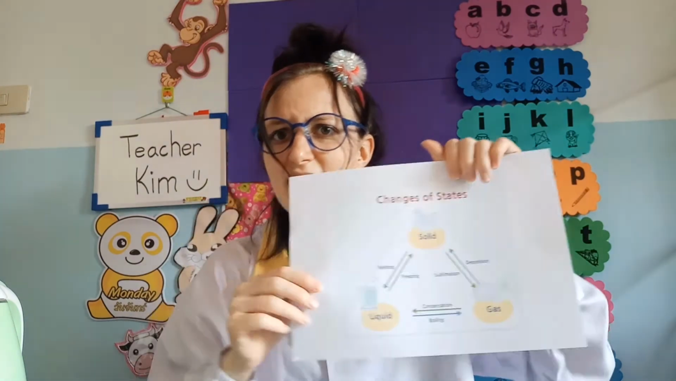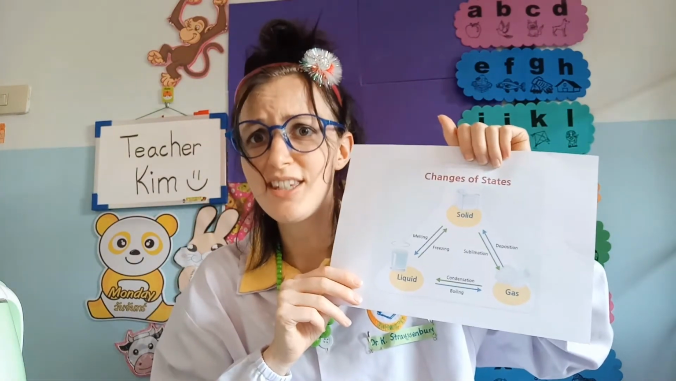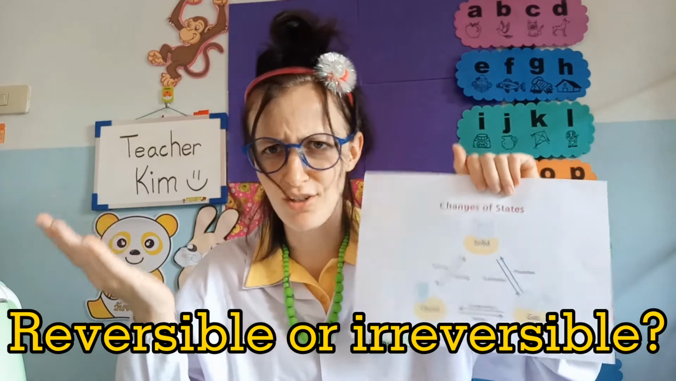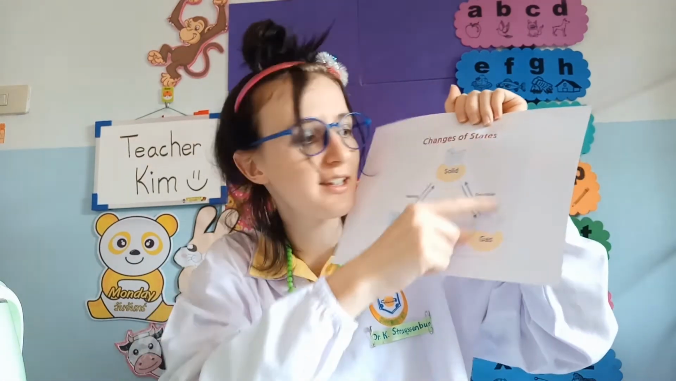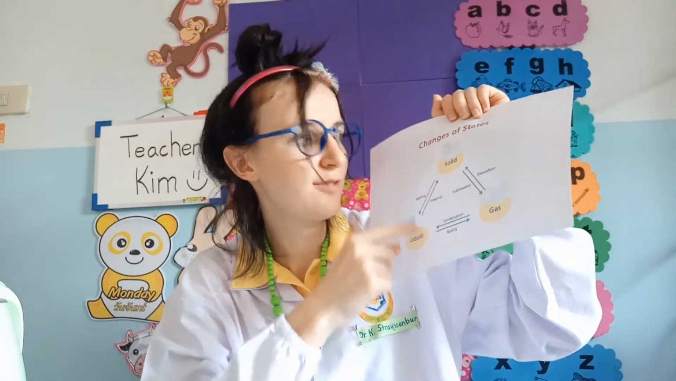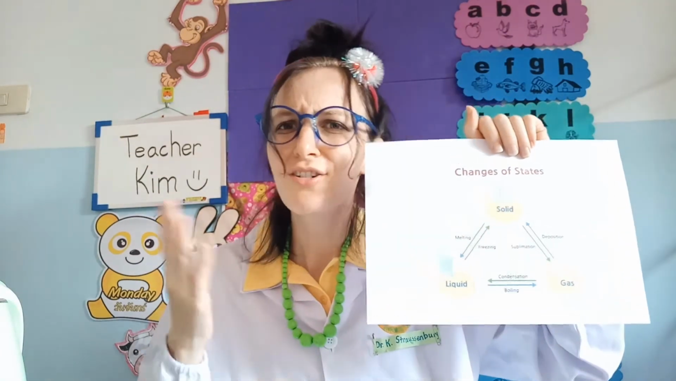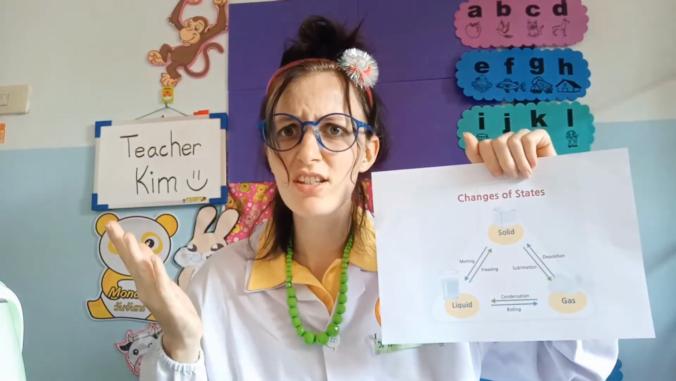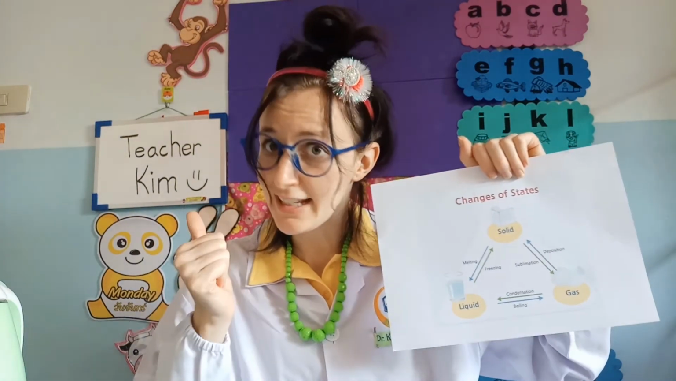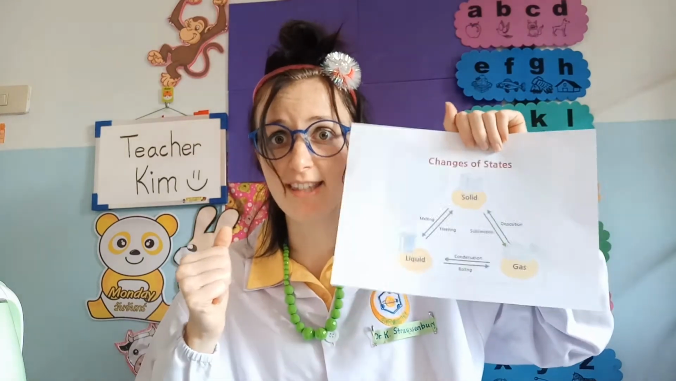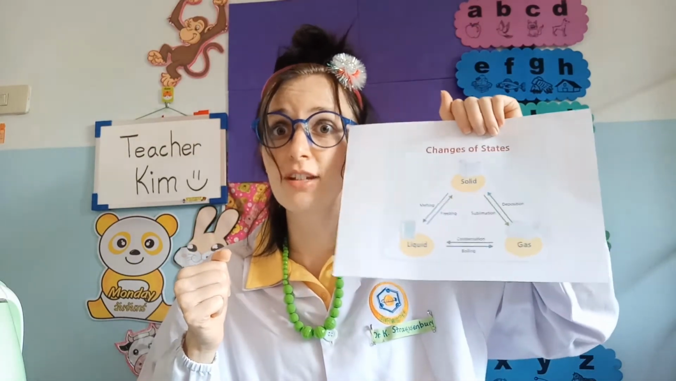What about changes in state? Are these reversible or irreversible? Can they go back? Yes, as we saw, they can go back from solid to gas to liquid to solid, back and forth, and they are still the same. So are these chemical changes or physical changes? Yes, they are physical changes because they can go back. They are reversible. So that is it for today, but let us review.